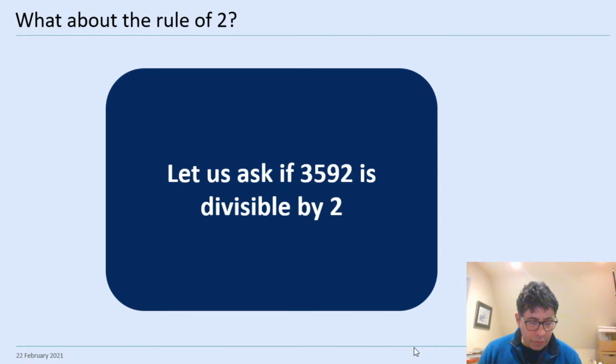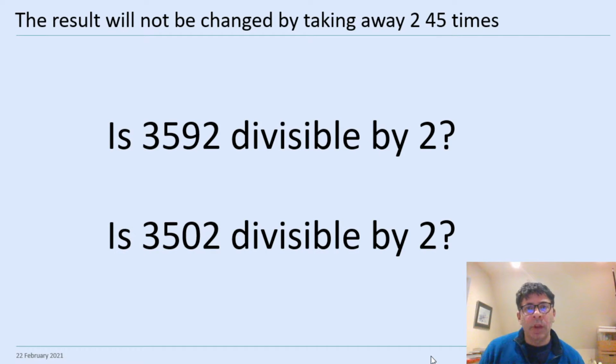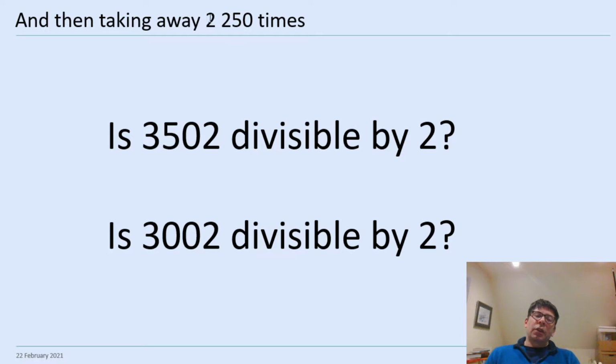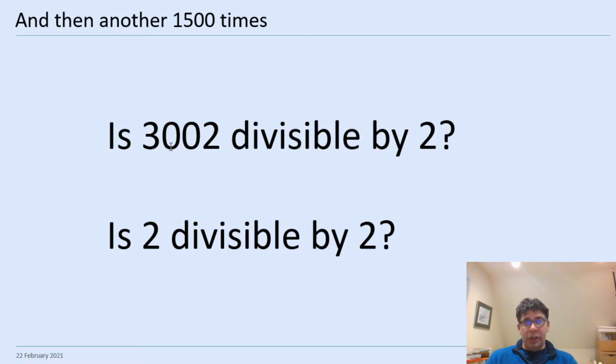Okay, what about the rule of 2? Let's look at an example. Let's ask if 3,592 is divisible by 2. The result will not be changed by taking 2 away 45 times. So this is a bit like asking whether 3,502 is divisible by 2, because we've taken 2 away 45 times, which means we've taken away the 90. Then we take 2 away another 250 times, and we take away the 500, and another 1,500 times, and we take away the 3,000. So we come to the question about whether 2 is divisible by 2, which we know is a yes.